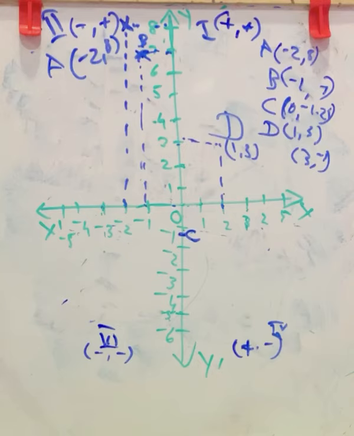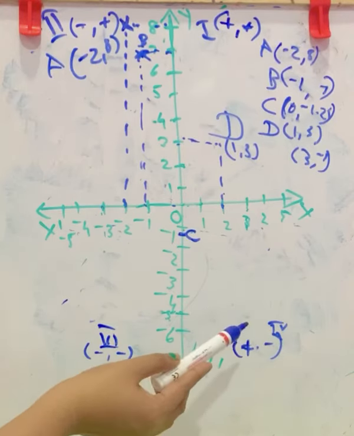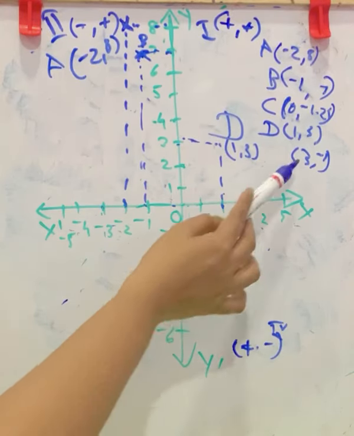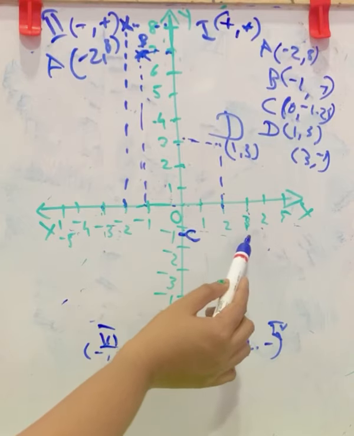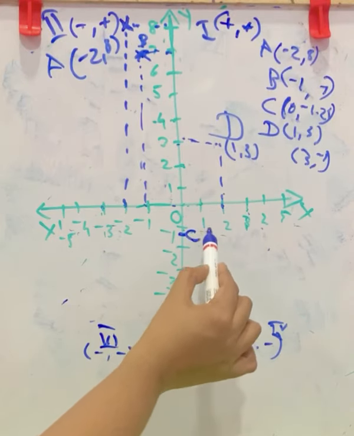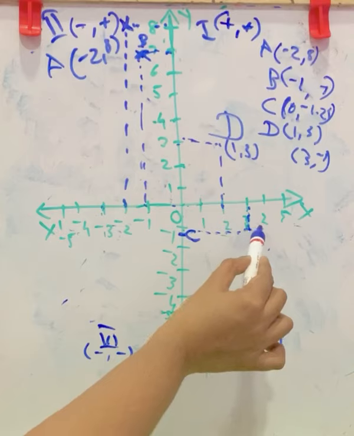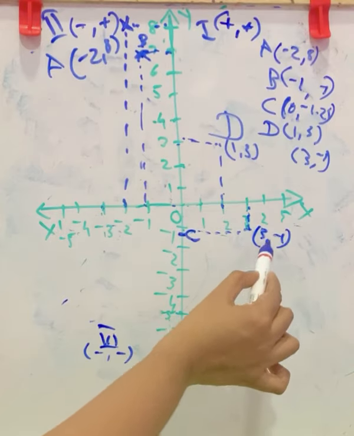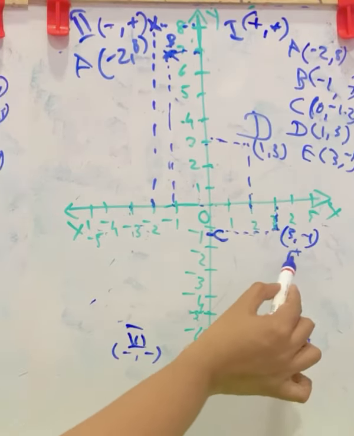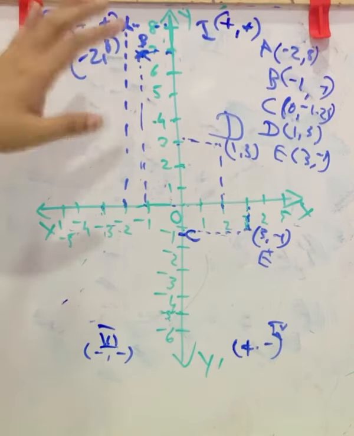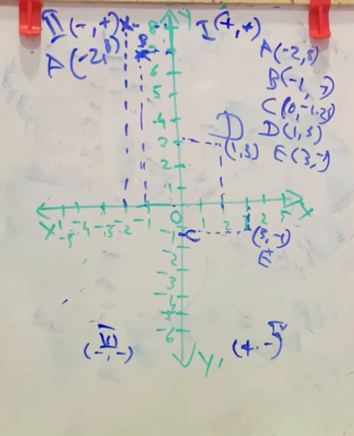Next is 3, -1. X is positive and y is negative. This is here. In fourth quadrant, x is 3 means it is here, and -1. This is -1. This is 3, -1. It is point E. Don't forget to name the points. That is A, B, C, D, E.